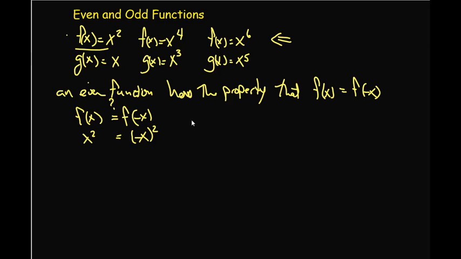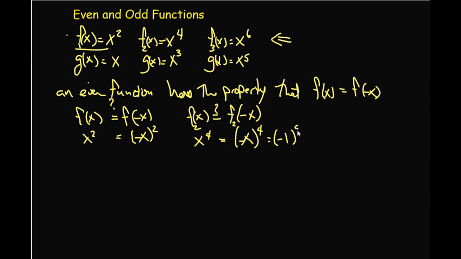Let's try this one. I should give these names, like this is f1, this is f2, this is f3. So let's say f2. Is that equal to f2 of negative x? This, of course, is x to the fourth, and this is negative x to the fourth. You can say that's negative 1 to the fourth times x to the fourth, which is just x to the fourth. So again, it's true.